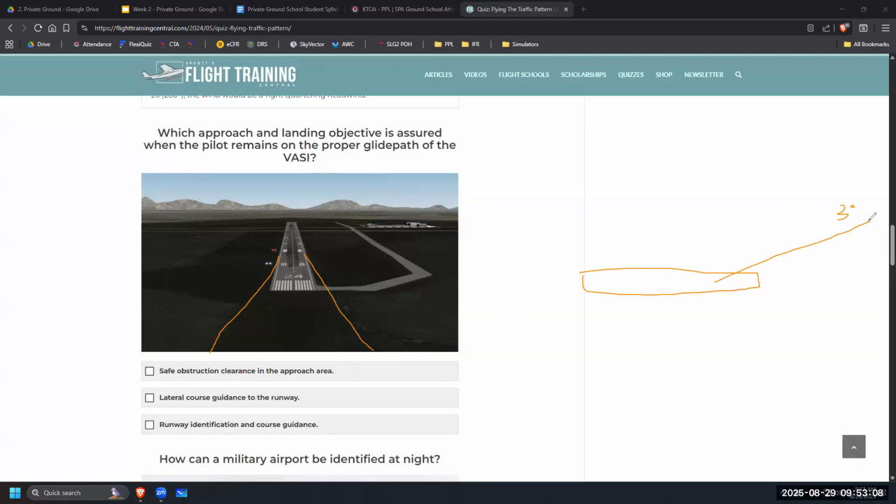So now we need to choose what is the vertical guidance there for? Why is it giving us an indication of if you stay on this path, you're good? Okay, I like what's the thought there, because if this is telling us that we're on 3 degrees here, is it in any way indicating what runway we're going to? It's just 2 lights. Are the 2 lights telling us what runway we're identifying? No, it can't identify the runway with 2 lights, right? So it's giving us safe obstruction clearance in the approach area.